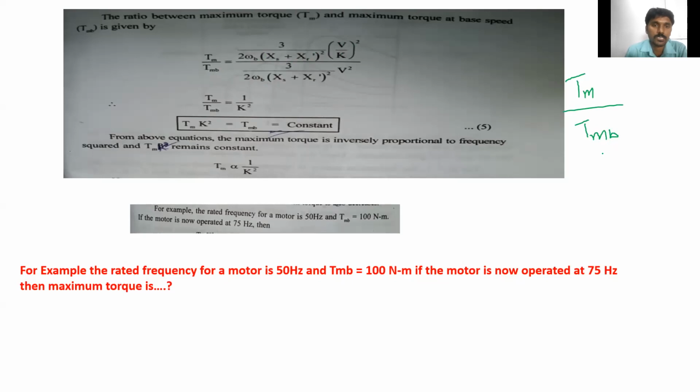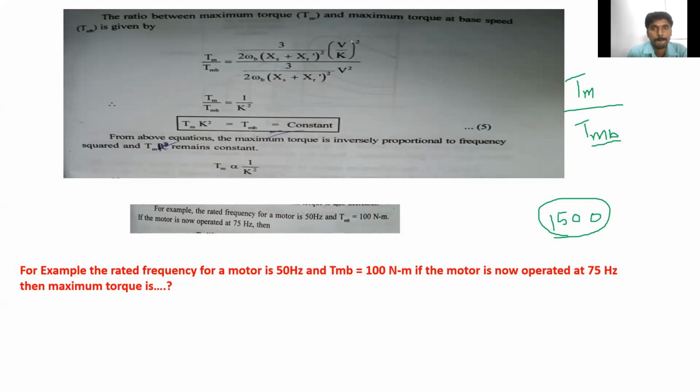Base speed means whatever speed the motor is running at the base speed. The motor base speed is 1500 rpm. When the motor is rotating at 1500 rpm, whatever torque is produced can be called motor torque at base speed. It is clear. So these two are different. So 3 by 2 omega b is nothing but motor base speed in radians per second, into (Xs plus Xr dash) whole square into (V by k) whole square. Xs is stator reactance, Xr is rotor reactance. Divided by 3 by 2 omega b (Xs plus Xr dash) whole square into V square.